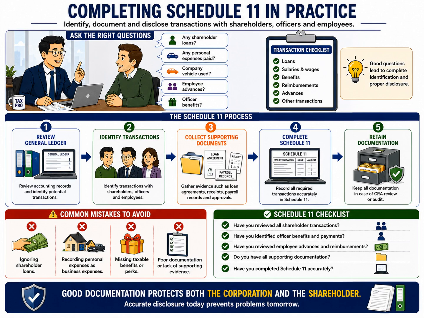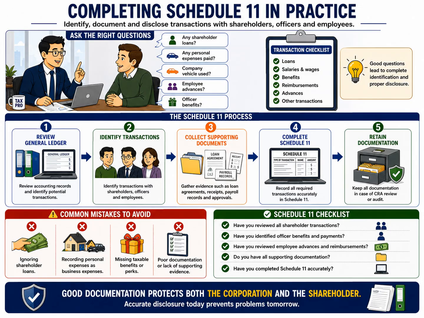There are several common mistakes to avoid. Don't ignore shareholder loans simply because they involve the owner. Never record personal expenses as business expenses. Make sure taxable benefits are properly identified and reported, and avoid relying on incomplete or missing documentation. These are some of the areas that frequently attract CRA attention.